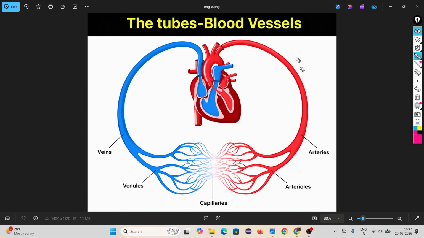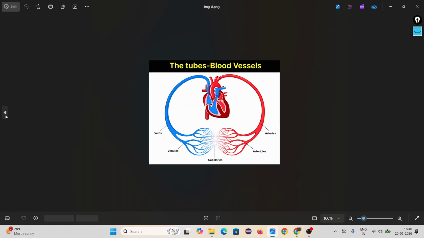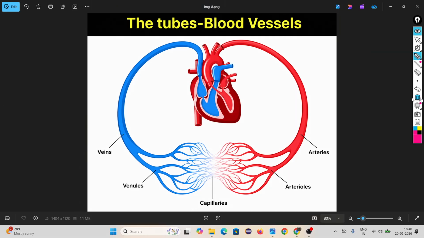Arteries, away from the heart; vein, took blood towards the heart. Then what do you mean by capillaries? Capillaries link arteries and veins. Look, the arteries and veins are linked to each other with the help of capillaries. Arteries take blood away from the heart. Vein means it took blood towards the heart. And capillaries link arteries and veins.